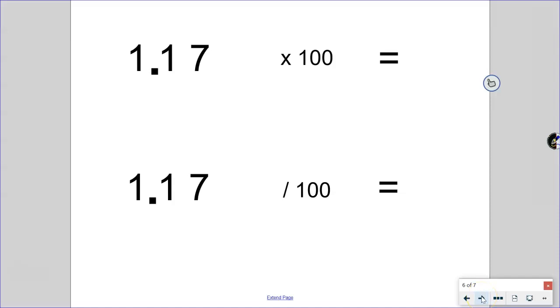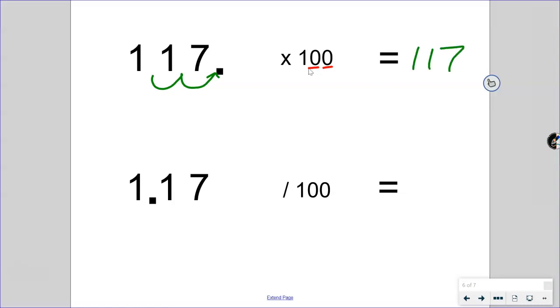Here we go. All right, we're going to go ahead and take 1 and 1700ths, and we're going to multiply it by 100, and then we're going to divide it by 100. So we know, since it's 100, we know we're going to do 2 decimal shifts. So I'm going to go ahead and take this decimal point up here, and we're going to move it to the right since we are multiplying. And when I do that, we're going to end up with a product of 117.